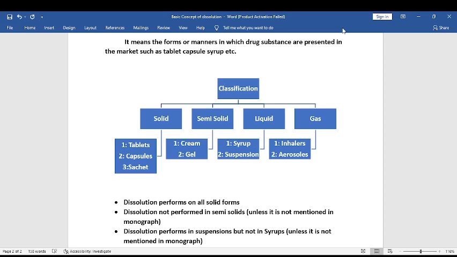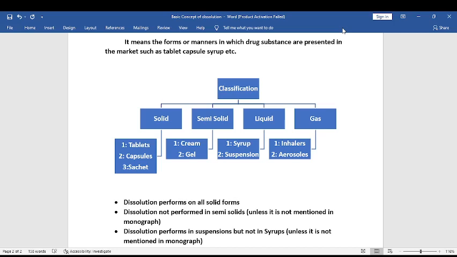So dosage forms are classified into four states: solid, semi-solid, liquid and gas. In solid we have tablets, capsules and sachets. In semi-solids we have cream and gel. In liquid we have syrup and suspension, and in gas we have inhalers and aerosols. There are other dosage forms also, but to keep it simple and understandable, I am discussing the most commonly used dosage forms in the pharmaceutical industry.